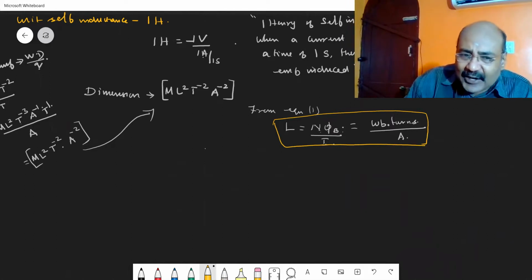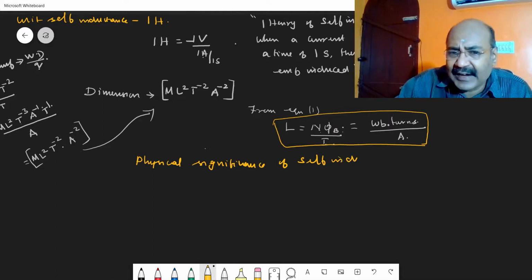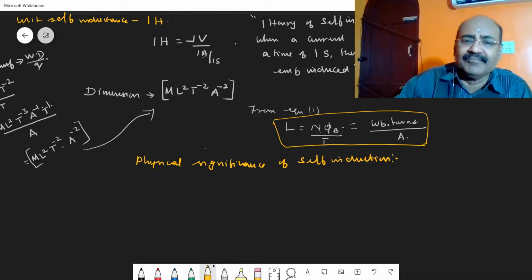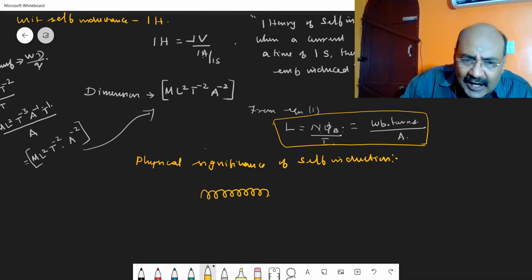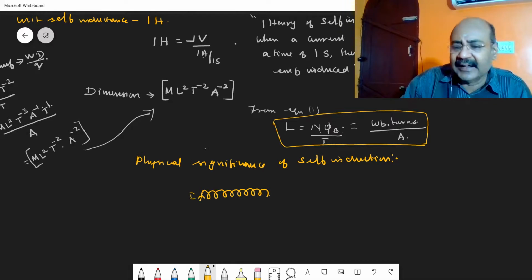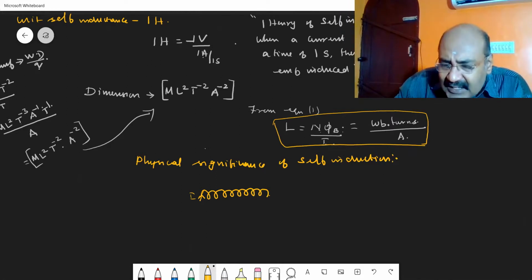Next to this, in your book they have given a concept called the physical significance of self-inductance or self-induction. In order to study this, let us take a coil of wire, and this coil of wire is supplied with a current I. When you are supplying this current I around this coil, you have a flux linked called phi B.